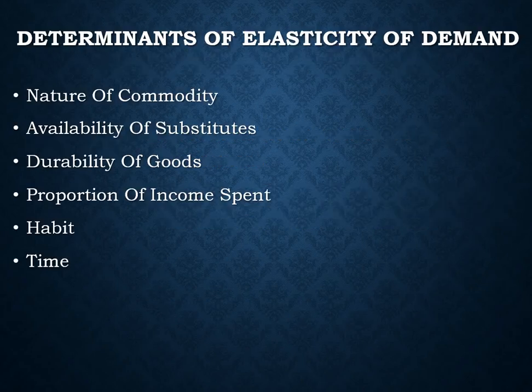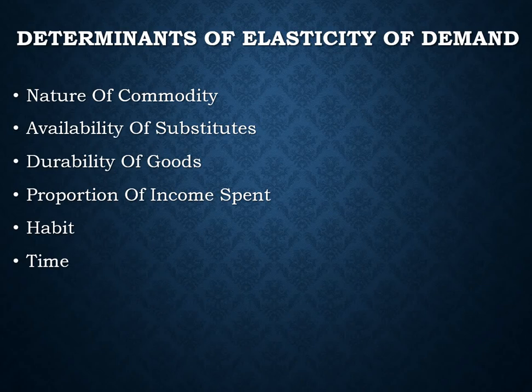Next is determinants of elasticity of demand. What are the different aspects which determine the elasticity of demand? One is the nature of commodity. In the nature of commodity, which type of commodity it is, whether it is a necessary commodity or a luxurious commodity, also matters. Next is availability of substitutes.